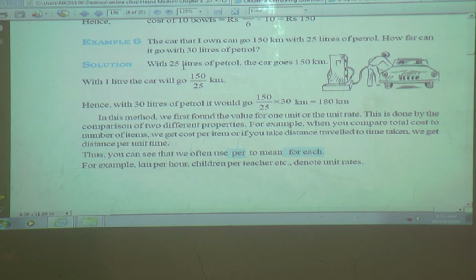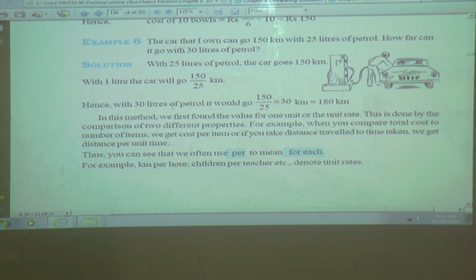So again we will use the unitary method, which will be easier to understand. With 25 liters of petrol, the car goes 150 kilometers, which is given in the statement itself. So 25 liters of petrol covers 150 kilometers. Then 1 liter of petrol covers how much? That is 150 upon 25 kilometers. We will not reduce here because we want to find out the number of kilometers covered by 30 liters. So we will keep the fraction as it is.